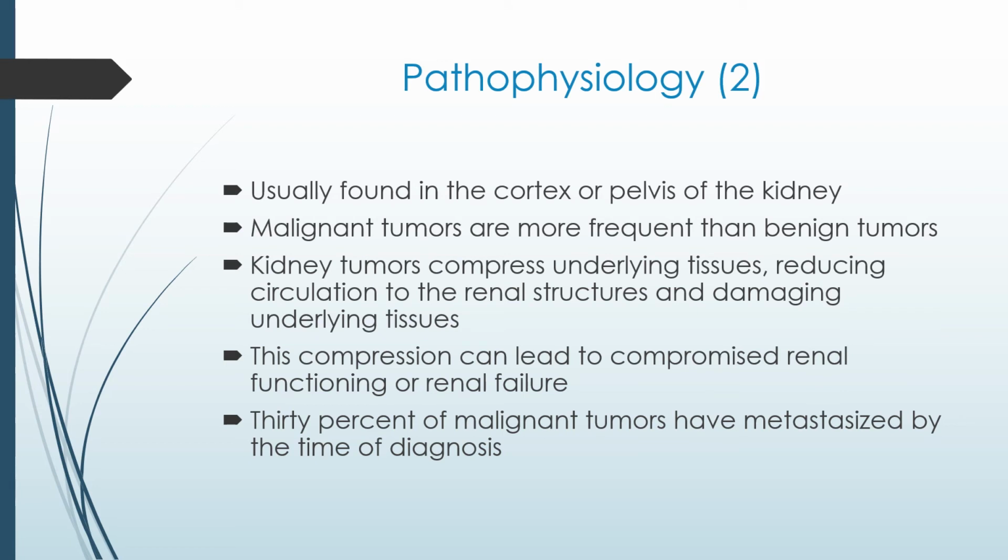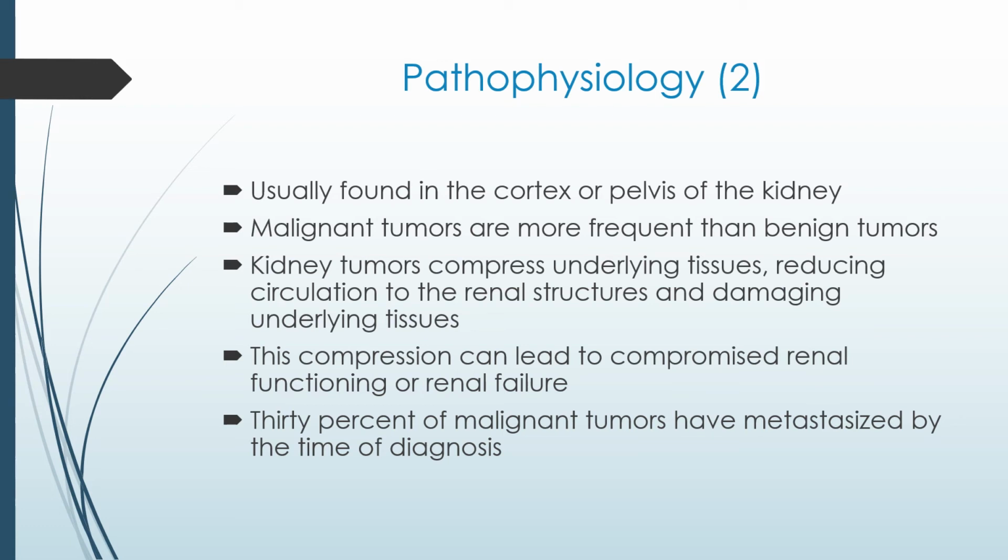Pathophysiology. It is usually found in the cortex or pelvis of the kidney. Malignant tumors are more frequent than benign tumors. Kidney tumors will compress underlying tissues, reducing circulation to the renal structures and then damaging underlying tissues, much like the cysts do in PKD. So this compression can lead to compromised renal functioning or renal failure.